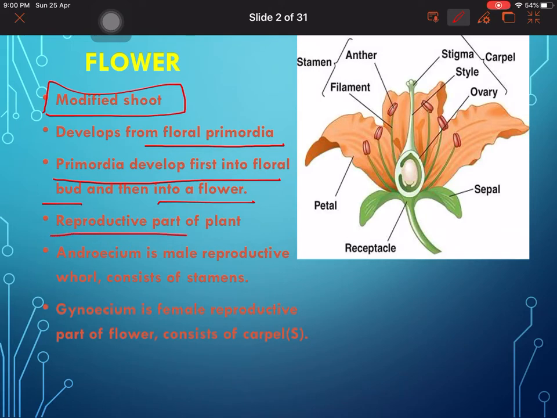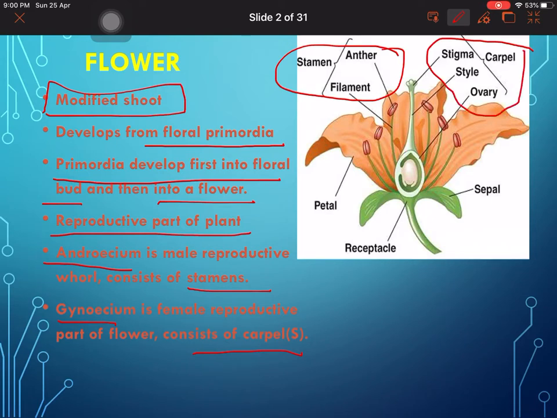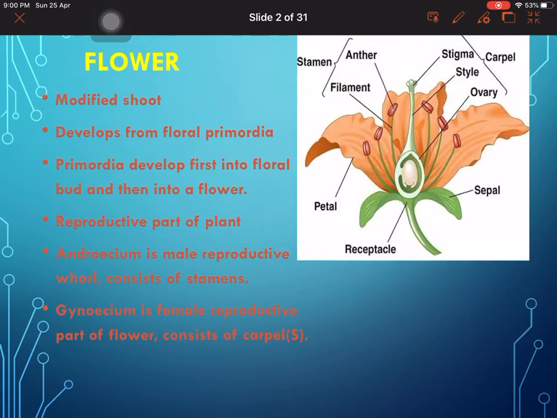Flower is the reproductive part of a plant, and there are two things. Androecium is known as the male reproductive part consisting of stamens, and gynoecium is the female reproductive part of the flower consisting of carpels. You can see from the picture that the stamen consists of two things, anther and filament. The carpel consists of stigma, style and ovary. Then there are the petals, sepals, the green part, and receptacle. These are the different parts of a flower, which you studied in class 8th also. These are the simple parts of a flower.